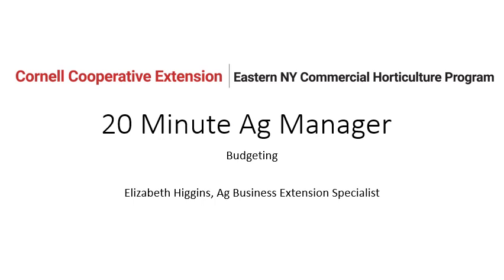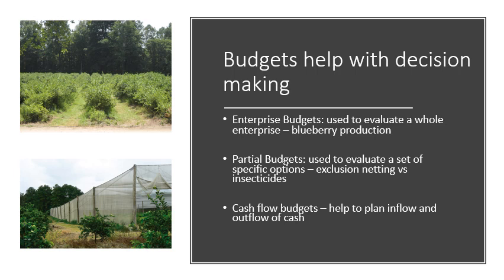And on today's 20-Minute Ag Manager, we're going to talk about budgeting and different types of budgets you can use when managing your farm business. So the three types of budgets that I'm going to go over today are enterprise budgets, which are used to evaluate a whole enterprise like blueberry production on your farm. Partial budgets, which are an efficient way to evaluate a set of specific options. Something like maybe if you're a blueberry farm, whether or not to use exclusion netting versus your current insecticide regime. And then finally, I want to touch on cash flow budgets, and those would be budgets to help you plan the inflow and outflow of cash over the growing season.